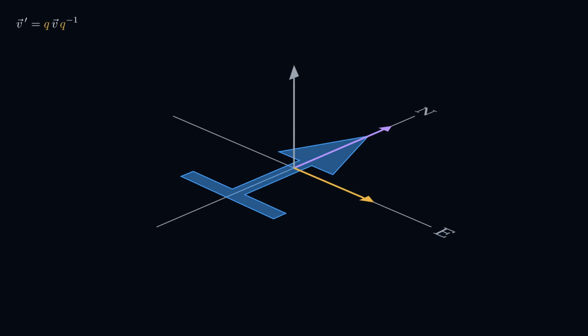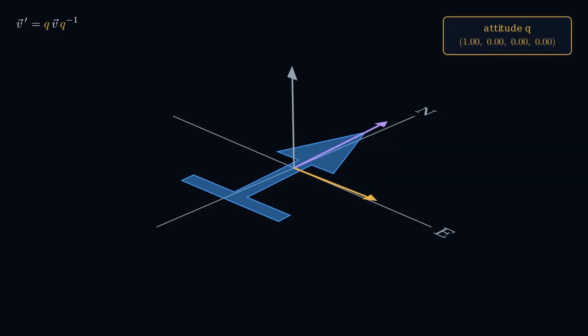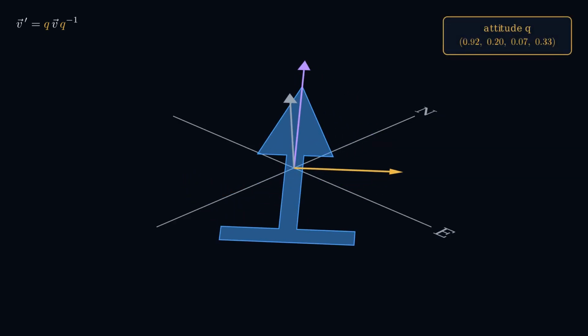Flight control and navigation systems instead represent the aircraft's orientation relative to a fixed reference frame, say north-east-down, as a single unit quaternion Q. The same Q as before. Rotating any vector between the aircraft's body frame and the Earth frame is exactly the sandwich product. As the aircraft maneuvers, this quaternion updates continuously, a live attitude readout.